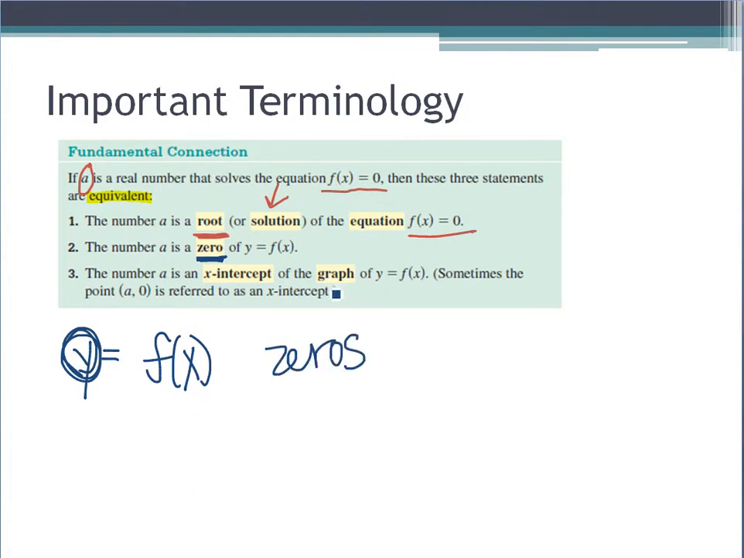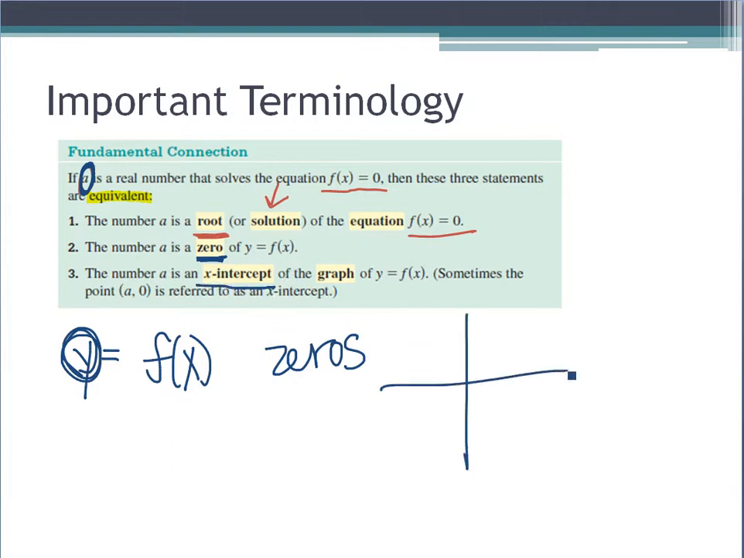Now, sometimes those zeros are x-intercepts, sometimes they're not. It depends on if it's a real number or not. Well, actually, we specified it was a real number. So if they're not real, then they're not zeros. Okay, so the number a is an x-intercept of the graph. So this is the visual way of saying it, right?